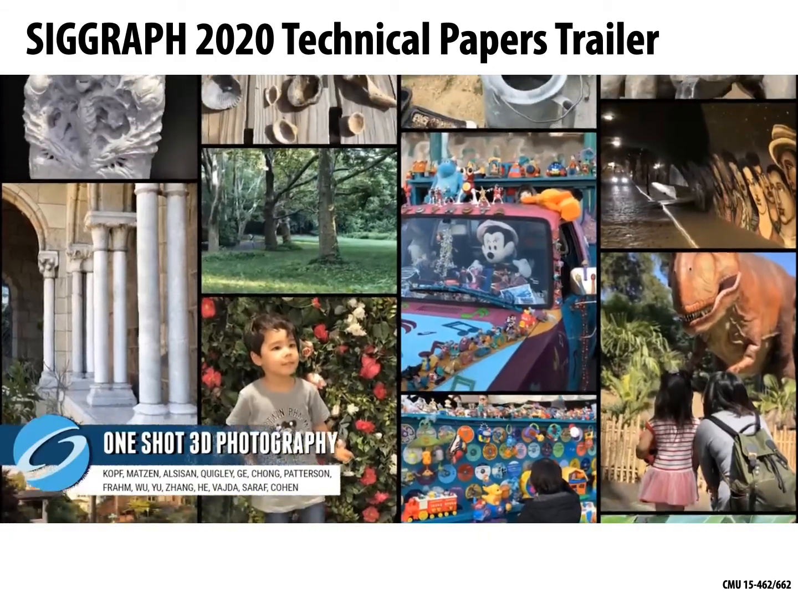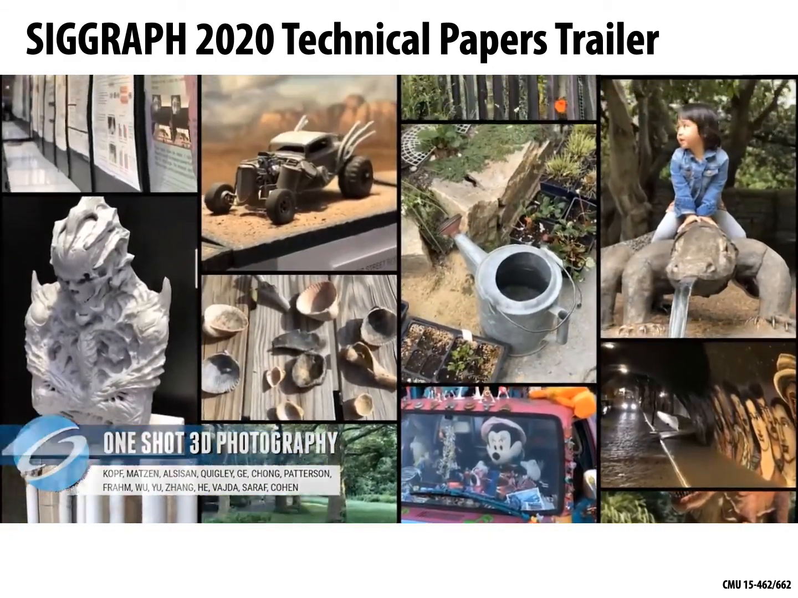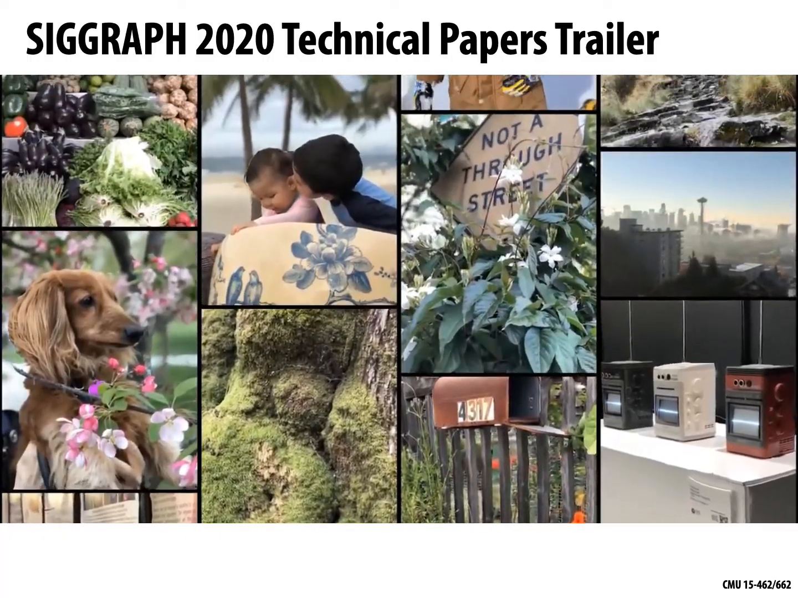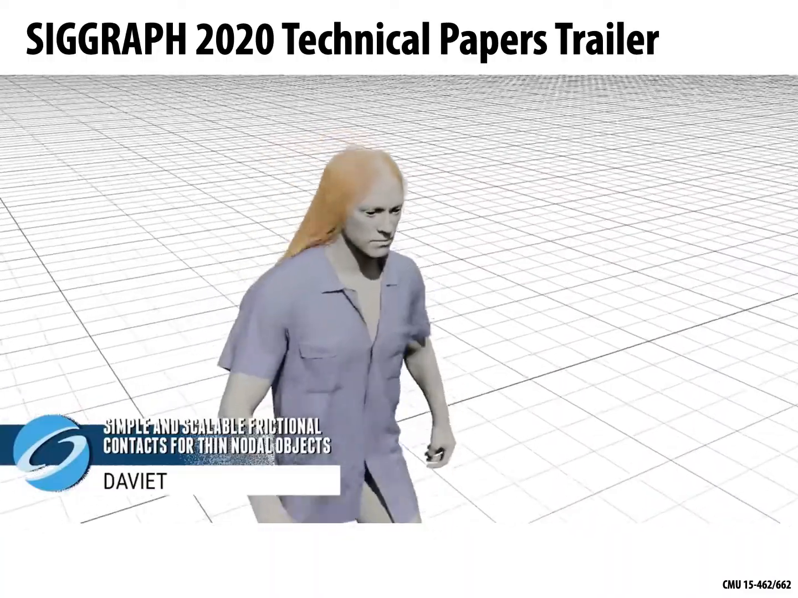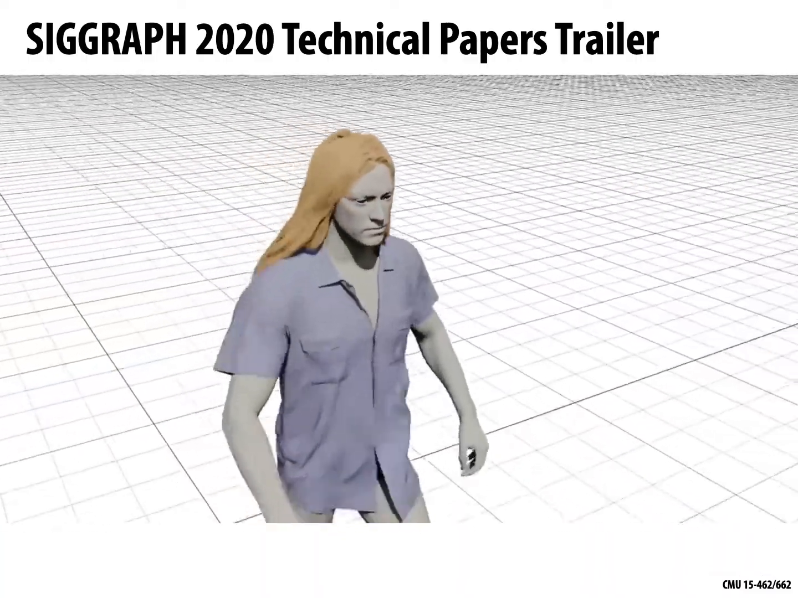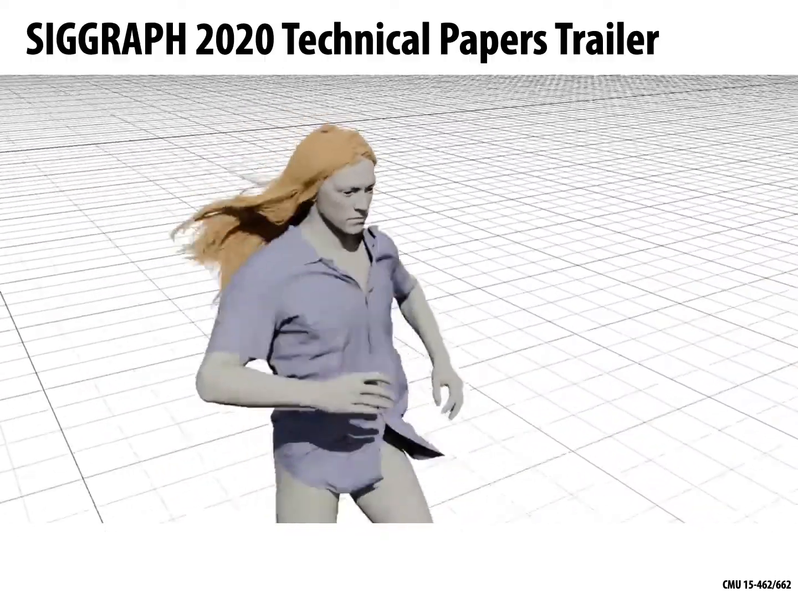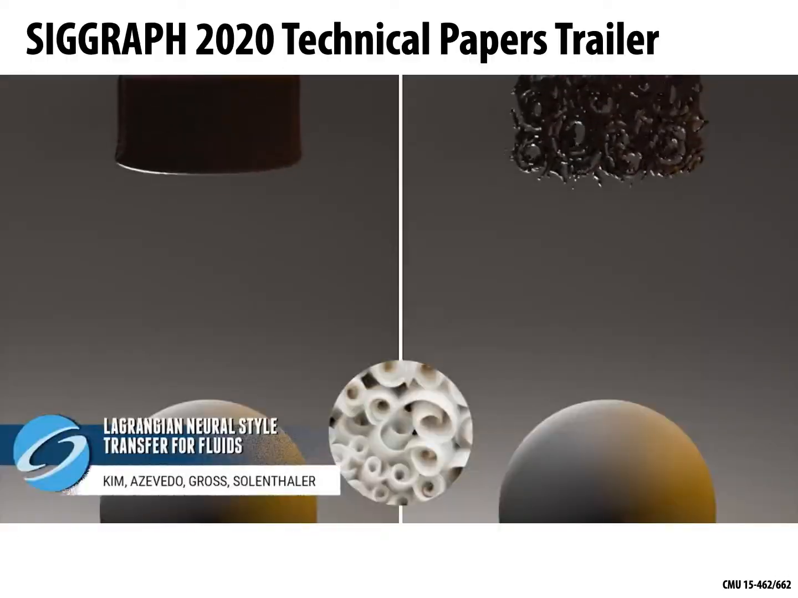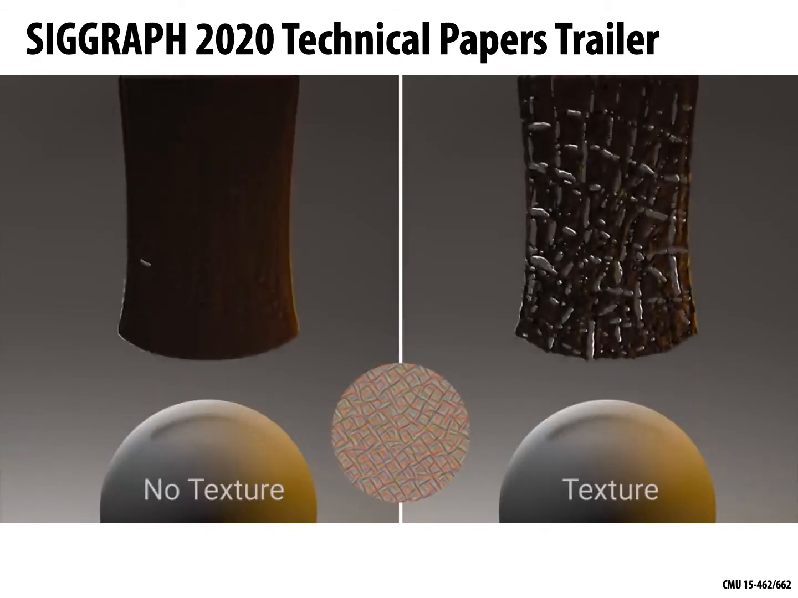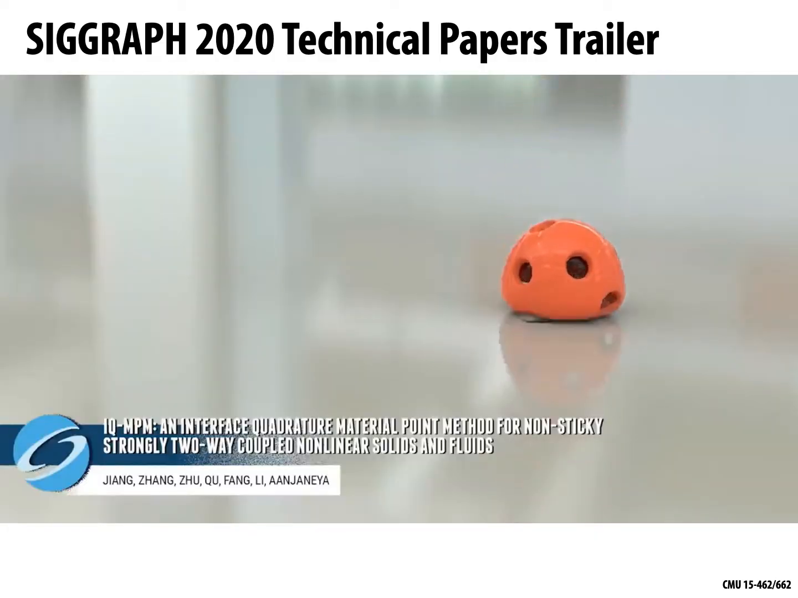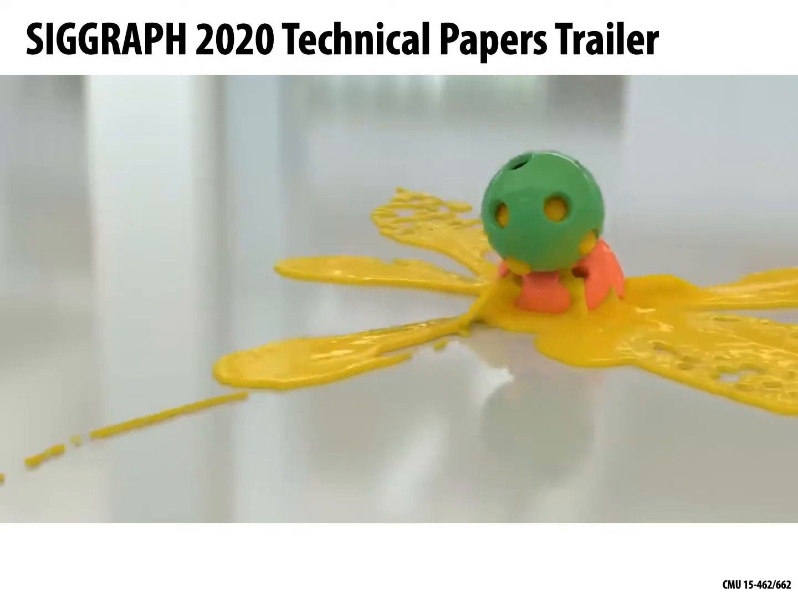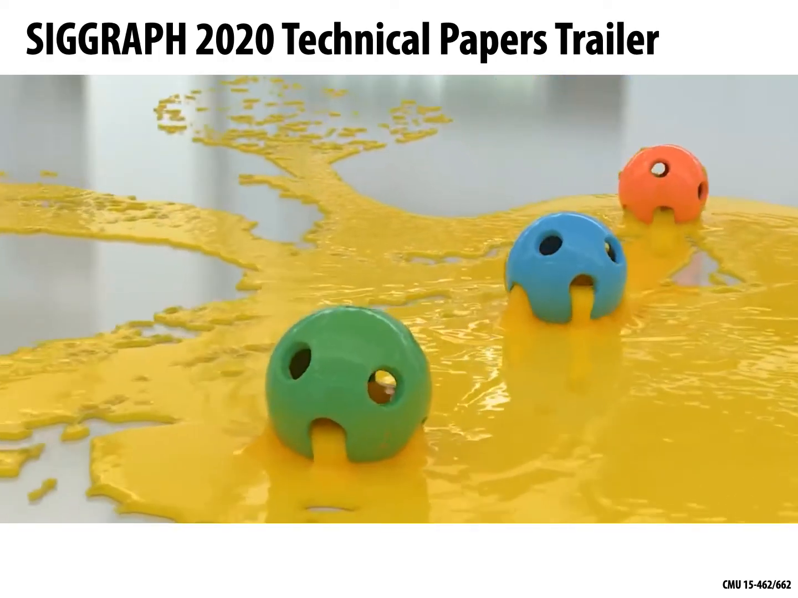By processing photographs on a mobile device, this algorithm lets us view our scenes from novel viewpoints. This technique models large numbers of colliding elastic bodies with friction, so running characters can enjoy rich, lustrous hair. A particle-based approach to fluid simulation lets us apply neural textures to fluids, even while they're moving. A material method for two-way coupling of nonlinear solids and fluids lets us drop balls full of water and orange juice.